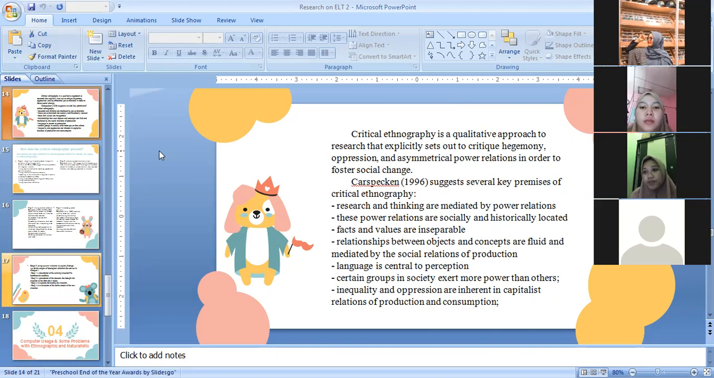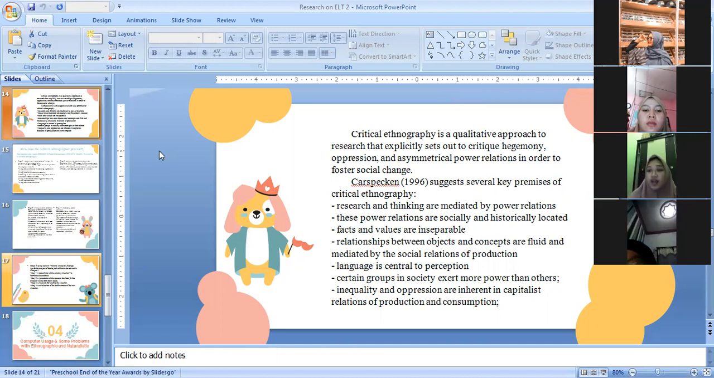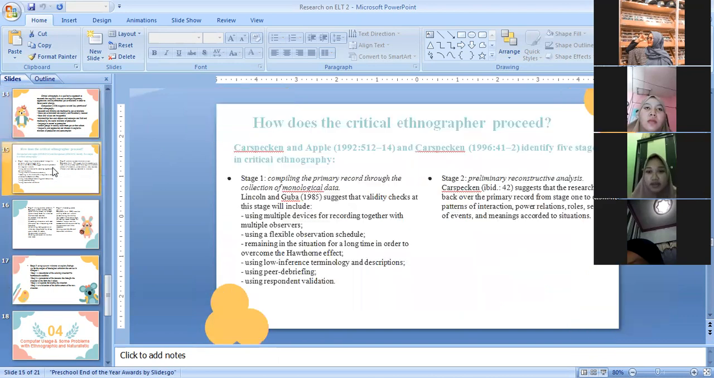Number four, relationships between objects and concepts are fluid and mediated by the social relations of production. Number five, language is central to perceptions. Number six, certain groups in society exert more power than others. Number seven, inequality and oppression are inherent in capitalist relations of production and consumption.